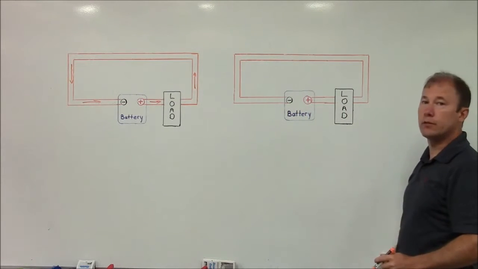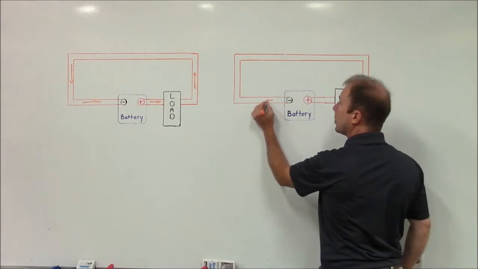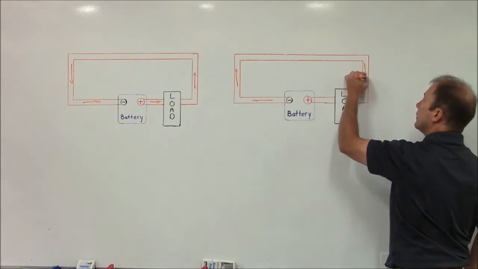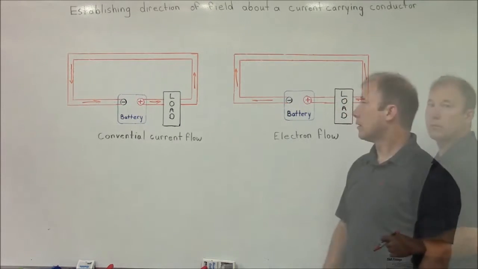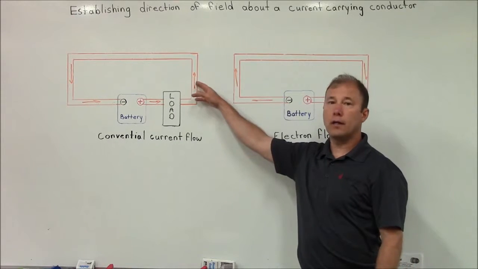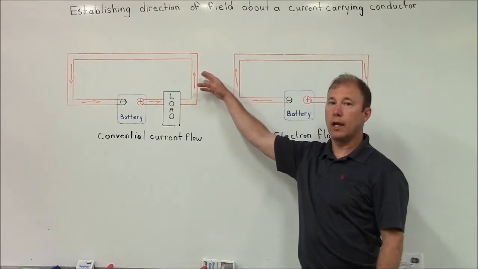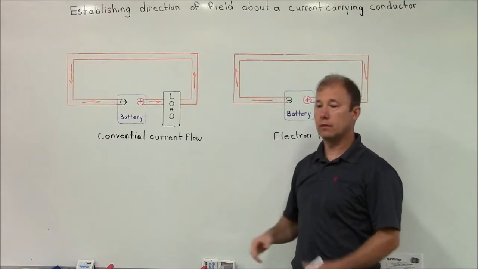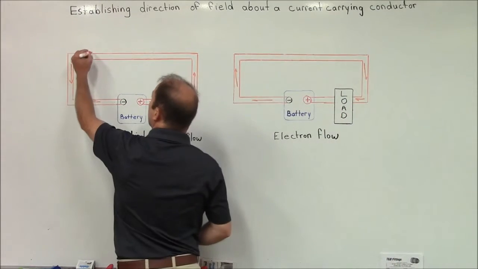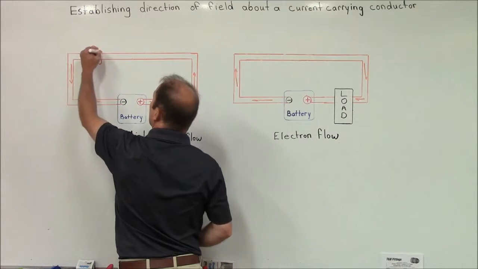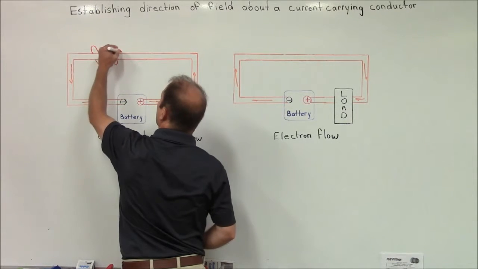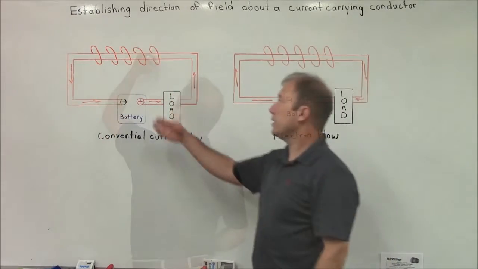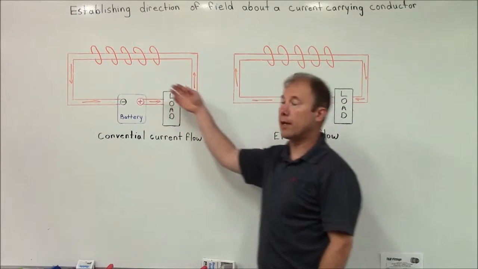Here, if we use the electron flow theory, it goes from negative to positive. So current will come this way through our load. All right. In the conductor, there's a direction of current, and perpendicular to the conductor is a field. You can see in both circuits that there's a field around the conductor.